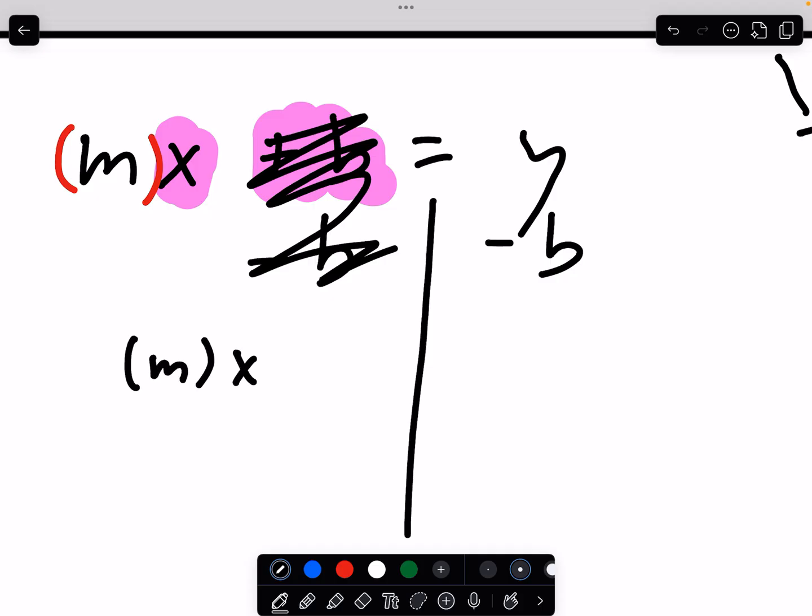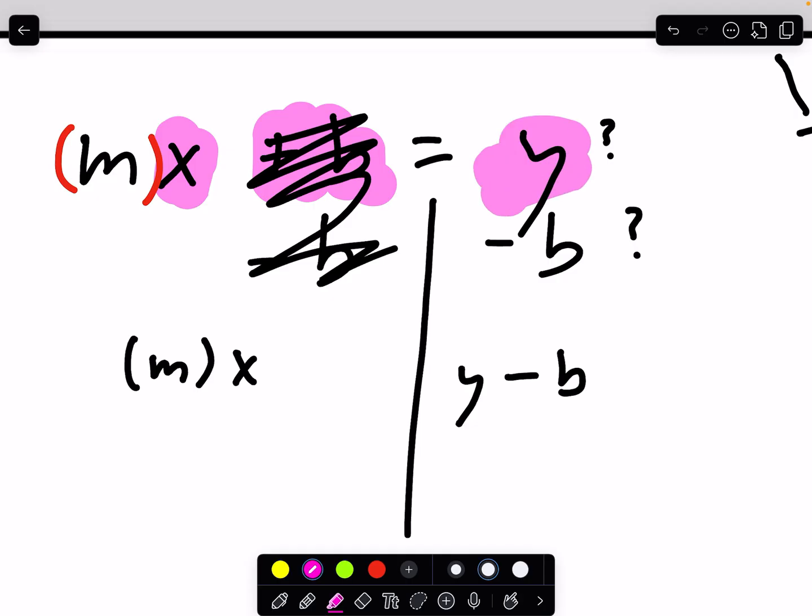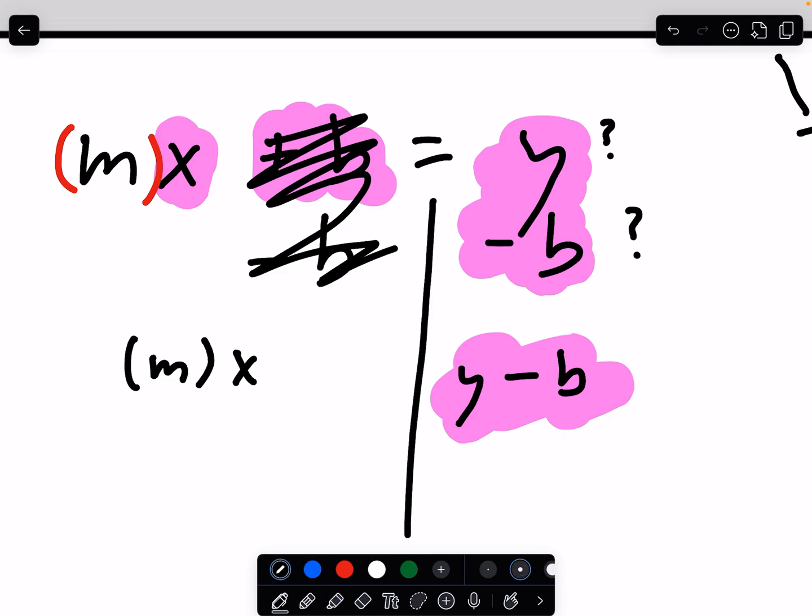Now, do I know what y minus b is? No, I don't. So all I'm going to do is write y minus b. Some of you are going to get real lost right here, but trust me, this says y minus b. This says y minus b. They're not any different. I'm just rewriting it. Okay? I need to keep going.